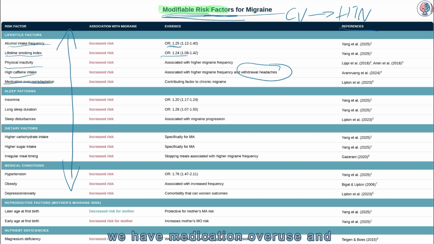Next, we have medication overuse and adaptation. So this is a particularly troubling cycle. We talked about it a lot. It essentially occurs when patients use acute medications frequently. Again, not all of them are on that list, for example, and some are more prone to causing medication adaptation than others.